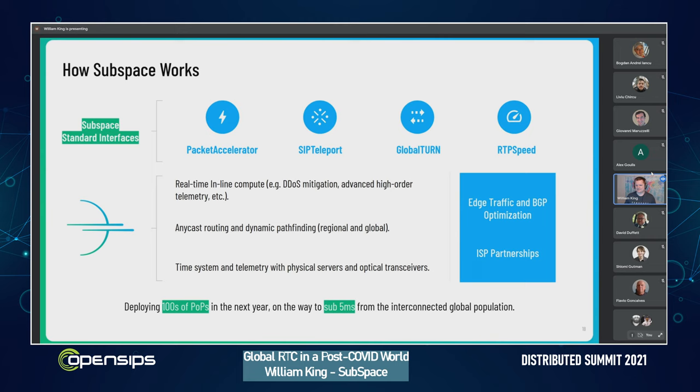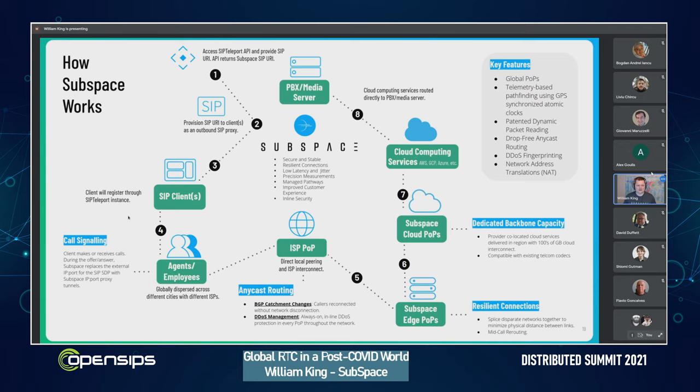Cool. Quick, simple way of how things work. To access the SIP teleport API, you give us a SIP URI, we give you back a SIP URI. You provision that SIP URI out to all of the agents. Your agents are able to register through it and they get to your normal PBX. And then calls in or out to the agents go through our proxy.